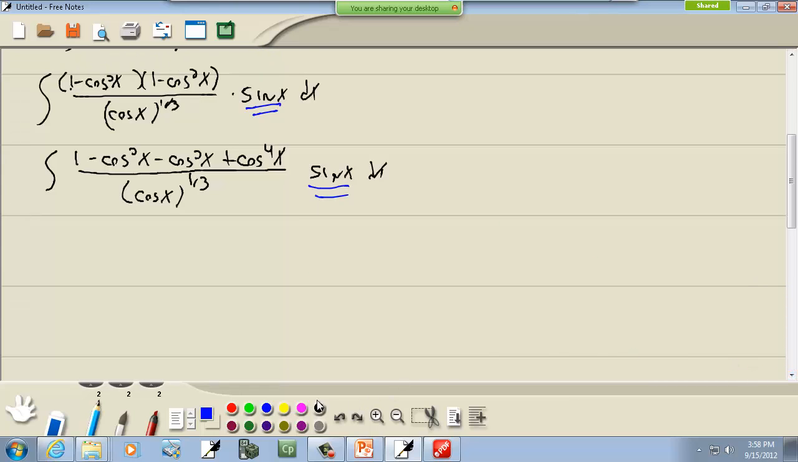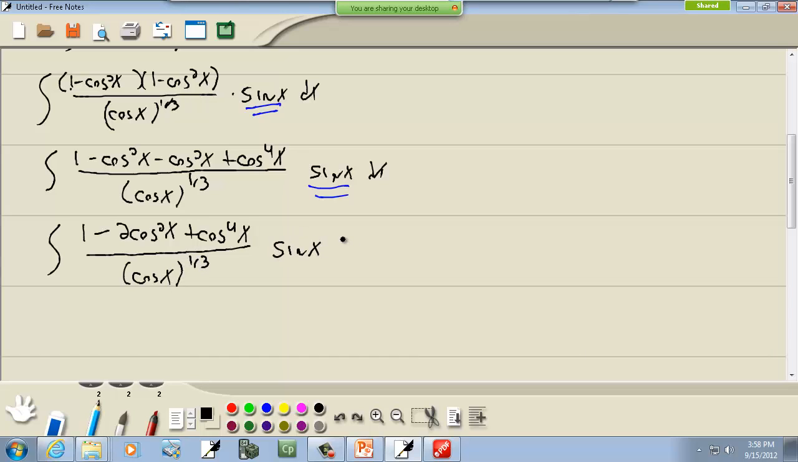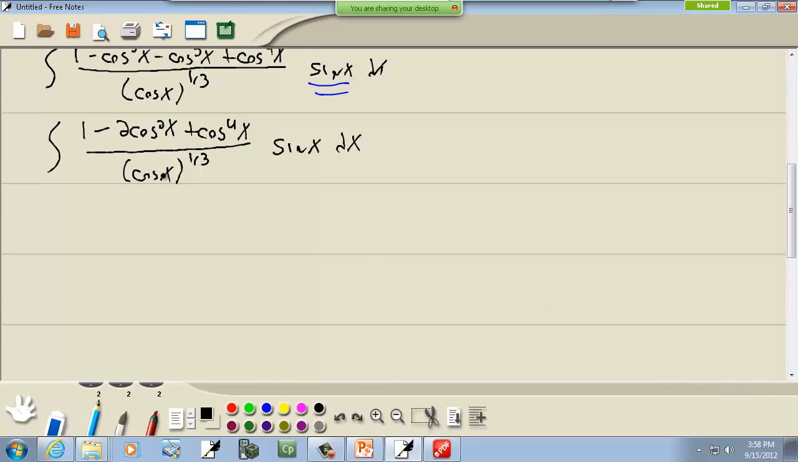Okay. So then this becomes 1 minus 2 cosine squared. Combined together, these are alike. Plus cosine to the 4th over cosine x to the 1/3 power, sine x dx. Now I got a single item down here and multiple items up on top. So I'm going to put each item on top, items separated by pluses and minuses, over this.